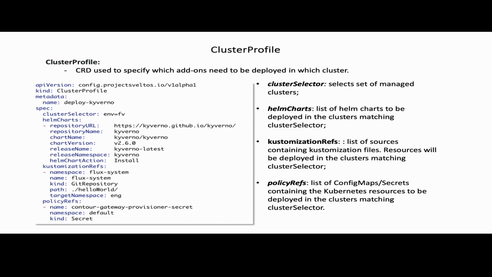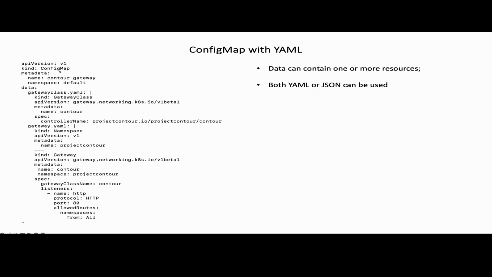And finally, there is a policyRefs section. Sometimes it's convenient to put your configuration, your YAML and JSON, in a ConfigMap data section or a Secret data section. Referencing the ConfigMap or Secret from here will have Sveltos get the content of this ConfigMap or Secret and deploy the content in all the clusters matching the cluster selector. This is an example of a ConfigMap where in the data section I have stored a GatewayClass and a Gateway. So if there were a ClusterProfile referencing this ConfigMap, Sveltos will take the content of this ConfigMap and deploy it. So it will deploy the GatewayClass and the Gateway in all the clusters matching the cluster selector defined in the ClusterProfile.